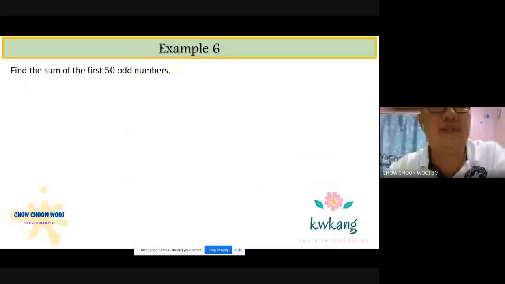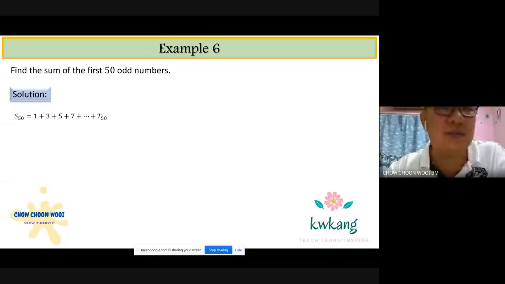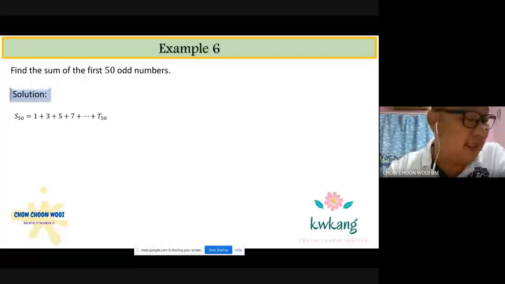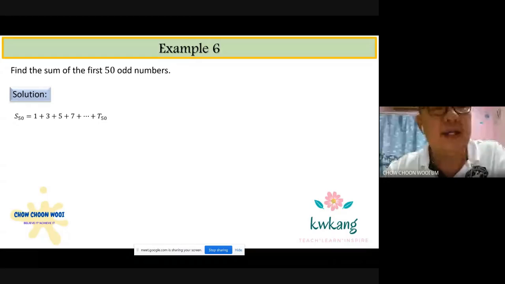So, find the sum of the first 50 odd numbers. 50 odd numbers. So, 1 plus 3 plus 5 plus 7 up to T50. Tak tahu T50 itu berapa, dia tak bagi kan. Okay. So how to find?